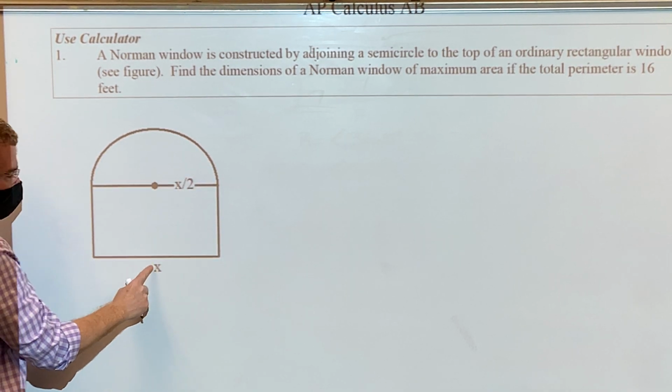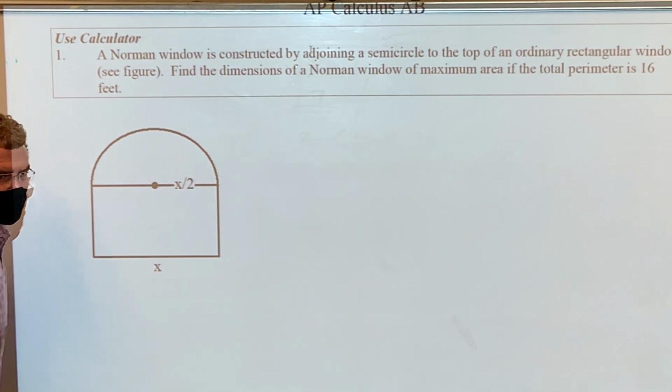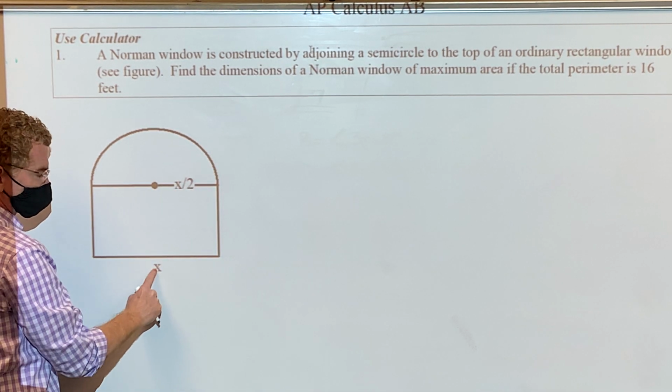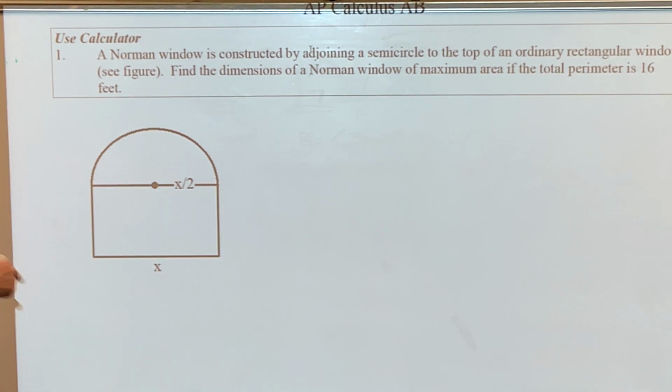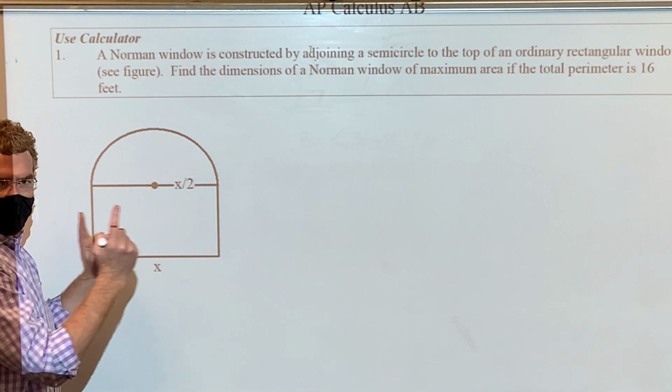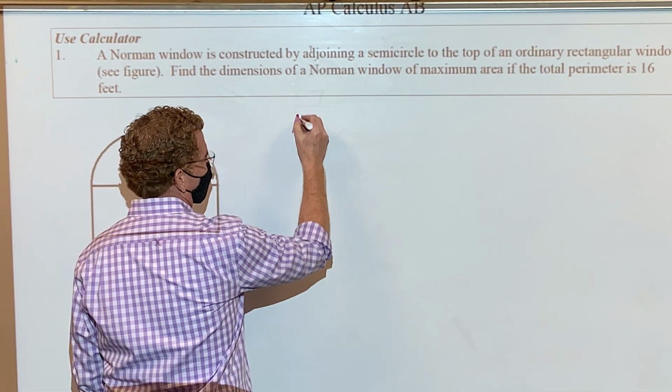All right, now I went ahead and labeled this x and x over 2. If it wasn't labeled at all, you could call this x and this 2x. Doesn't matter, but we're just going to go with this. Are you with me? Yes. Okay, so it says find the dimensions of a Norman window of maximum area. So I'm maximizing the area, and how do I do that?